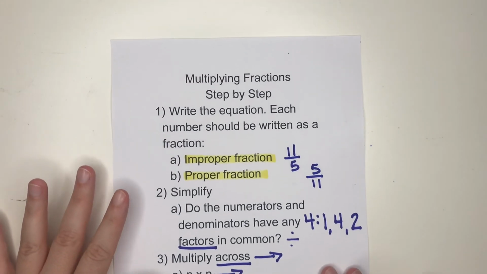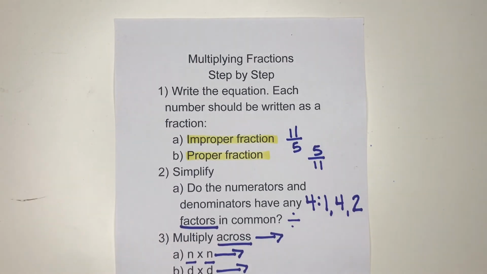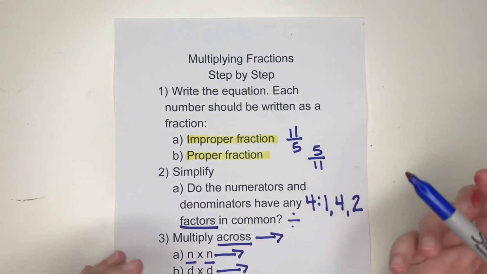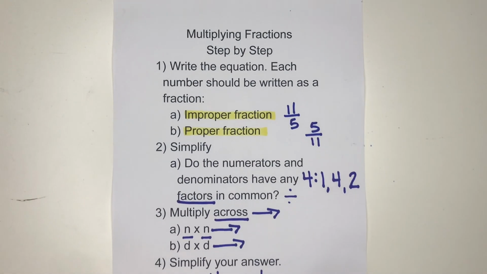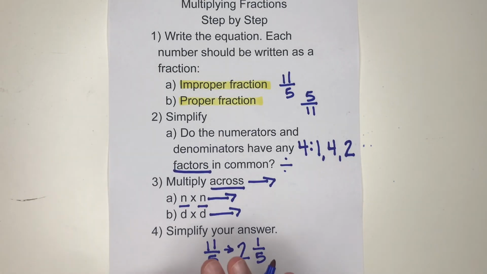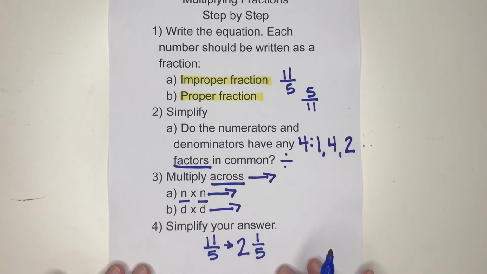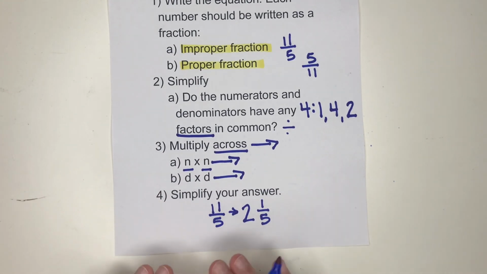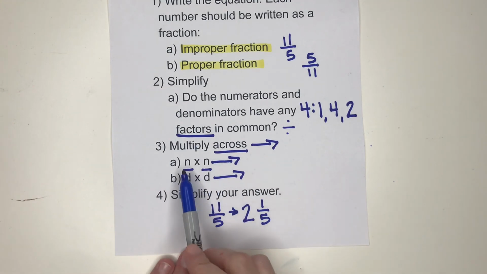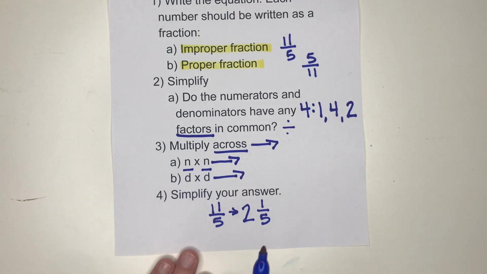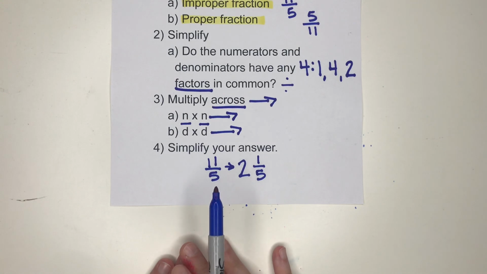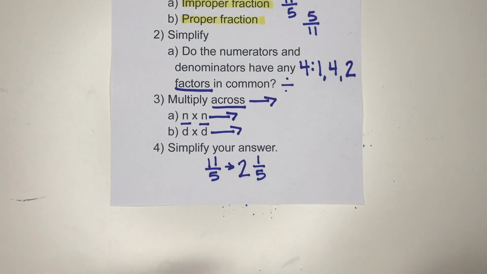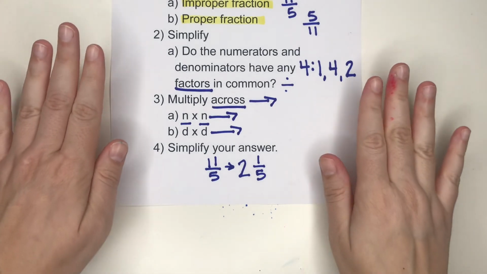So once again, here are the notes for multiplying fractions step by step. First, we write the equation. We make sure each number is written as a fraction, whether it's improper or proper. Then we simplify. We ask ourselves the question, do the numerators and denominators have any factors in common? And then we multiply across once we have simplified, multiply numerator by numerator and denominator by denominator. And then we simplify our answer. And we can put it back then from an improper fraction into a proper or mixed number.